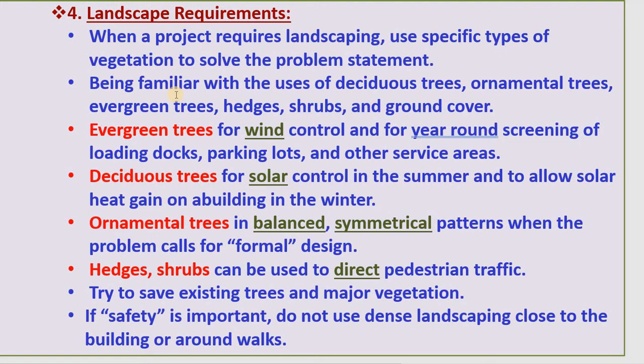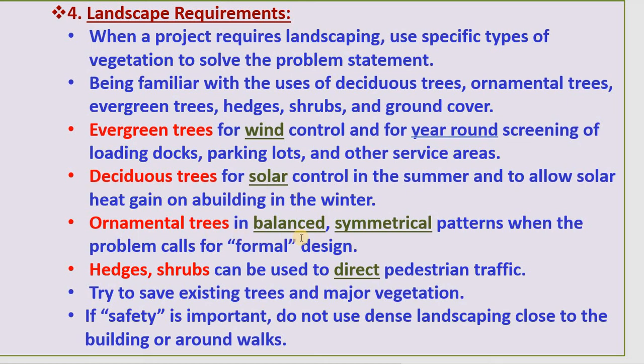The first one, evergreen tree. That's the tree used for wind control, and it works the whole year round. It is used to screen loading docks, parking lots and other service areas, because it is an evergreen tree, so it never drops its leaves in the fall season. Deciduous tree is for solar control in the summer and allows solar heat gain on the building in the winter. So the deciduous tree has the solar control. So let's say in the winter, they allow the sun to get inside the building.